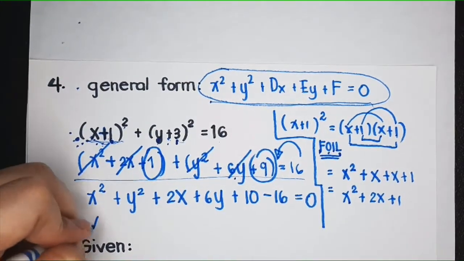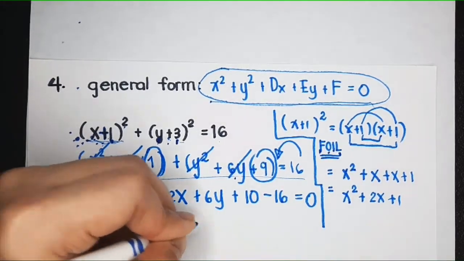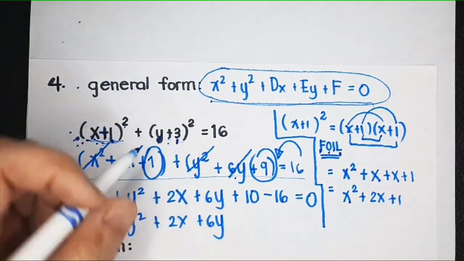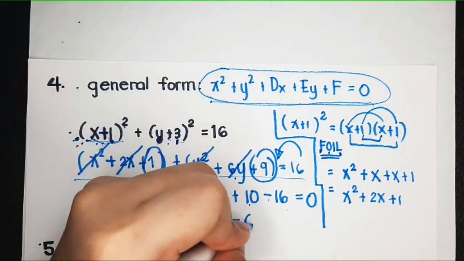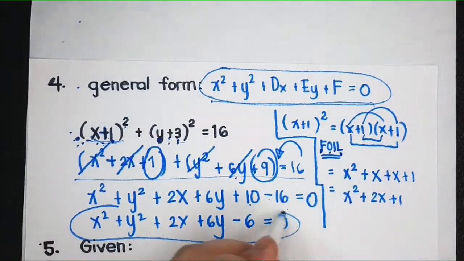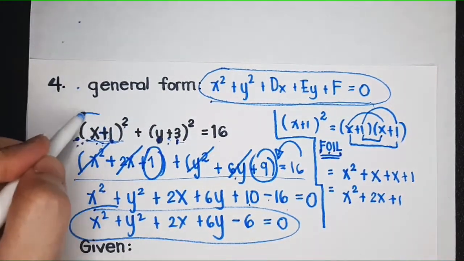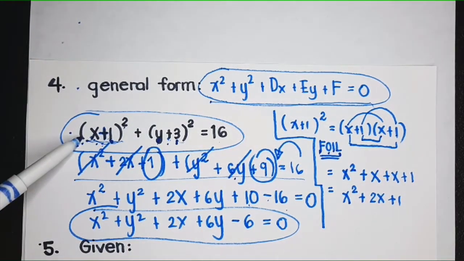Right? So, x squared plus y squared plus 2x plus 6y. What is 10 minus 16? You'll get negative 6 equal to 0. This is the general form of the given equation of a circle, written in standard form. Alright?